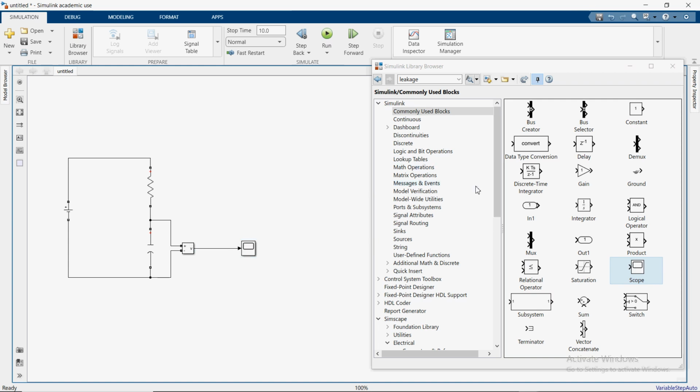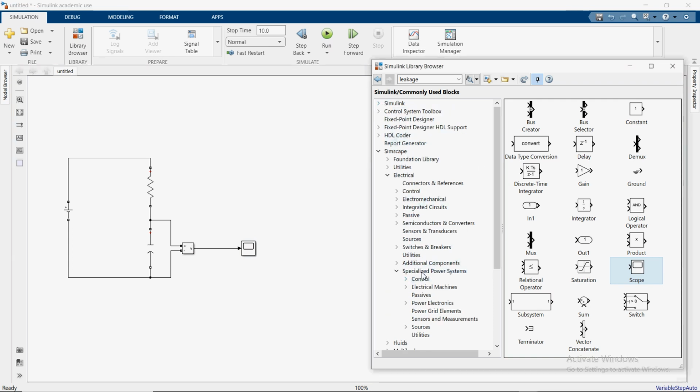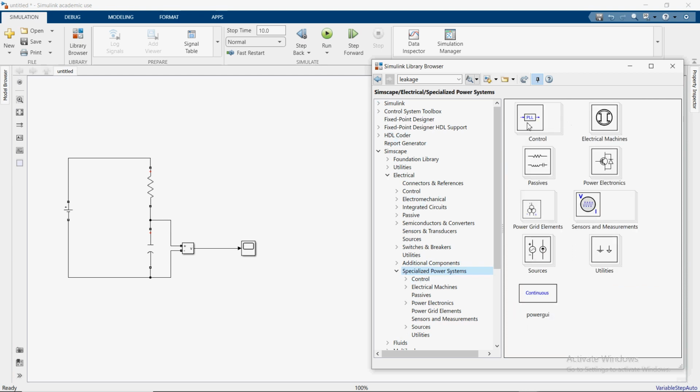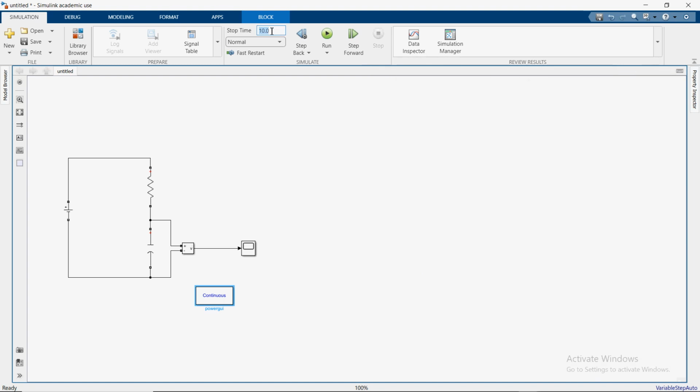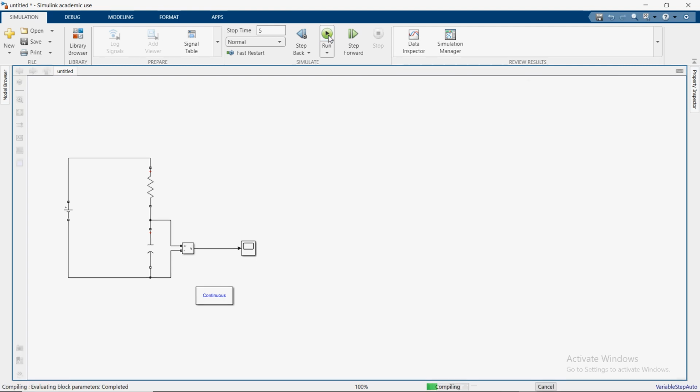You require one more block, that is the powergui block. It is available in the respective library, Specialized Power Systems. Under this library there are so many sub libraries. All these are sub libraries, and this powergui block is separate here. So drag and drop this powergui block. Now you will simulate this for nearly 5 seconds. So instead of stop time 10 seconds, enter 5 seconds. 5 seconds is sufficient. So now start the simulation. It will run the simulation properly.